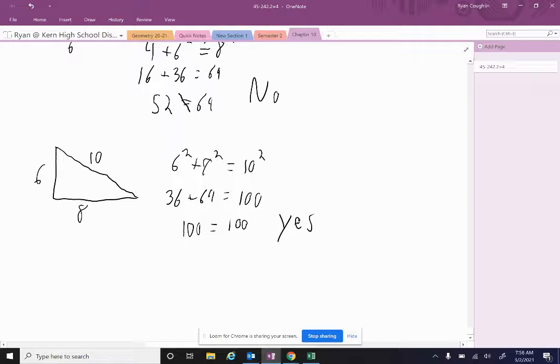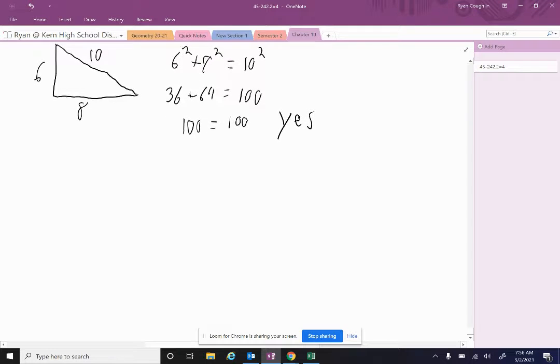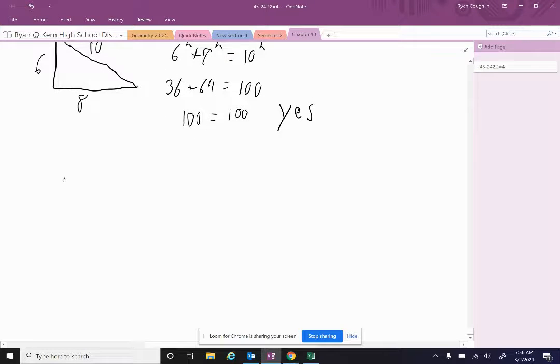So that's all it is, plugging in the three sides. If the theorem works, then it's a right triangle. If the theorem does not work, they're not equal, then no, it's not a right triangle. And then one more example, because I know you guys are going to see a problem like this coming up here.